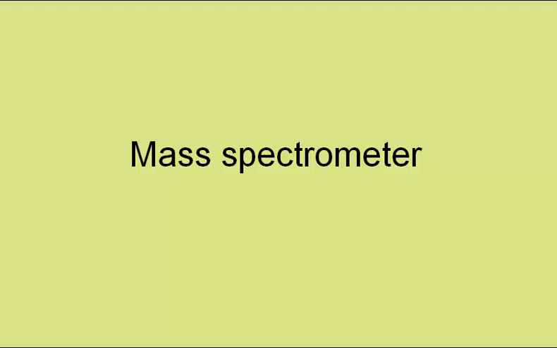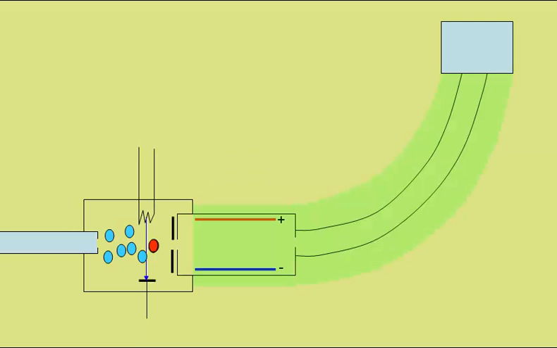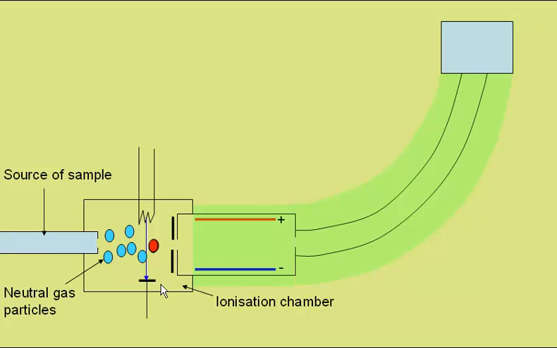The mass spectrometer. Here we have a simplified diagram of a mass spectrometer. Starting here, this will be the source of the sample, which would send neutral gas particles into this region, which is called the ionization chamber.